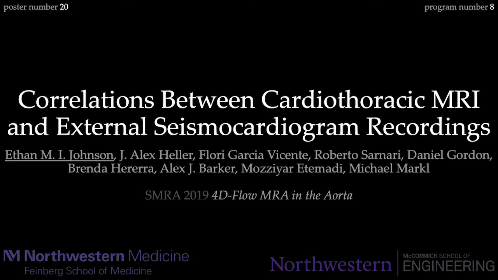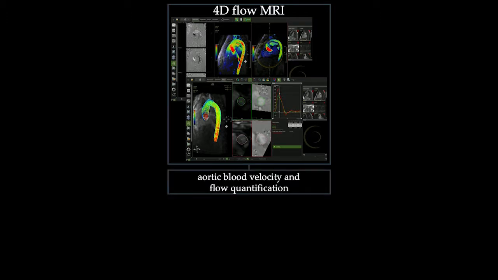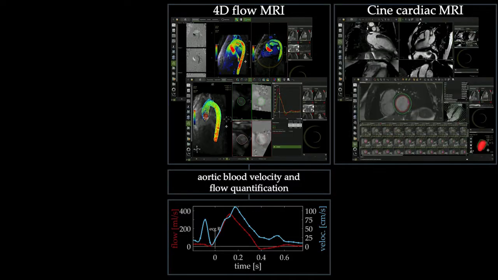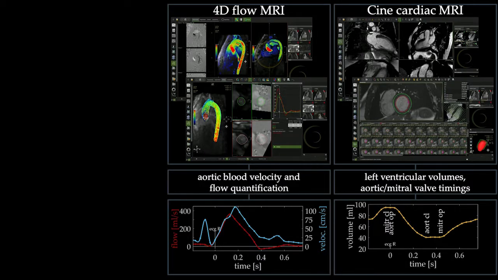So as you could guess from the title, this is a little bit different. So you all know about 4D flow MRI, which we're using to look at aortic blood velocity and quantify flow. And also Cine MRI, which we can use to see left ventricular volumes and valve movement.